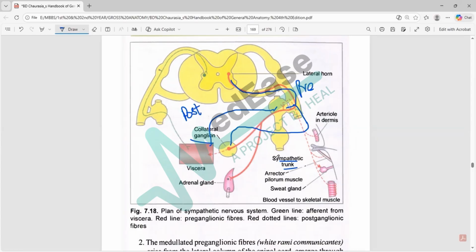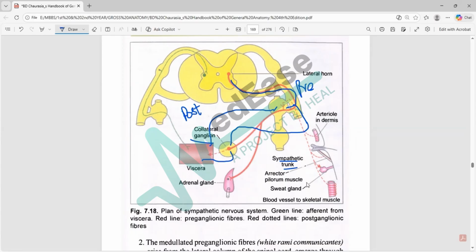It will be passing through the sympathetic trunk, but it will not be synapsing with it, unlike the previous sympathetic divisions which will be synapsing in the sympathetic trunk. Now, once it reaches the nearby ganglia, the parasympathetic preganglionic fiber will give us the postganglionic fiber, which will be supplying mainly the viscera.